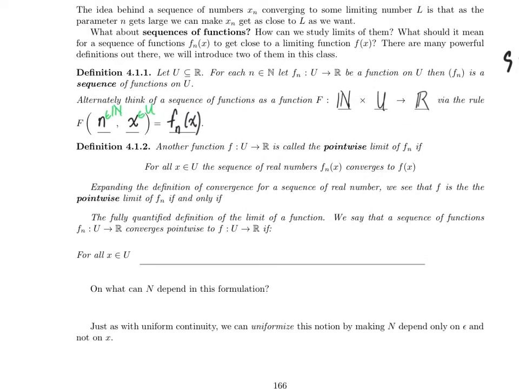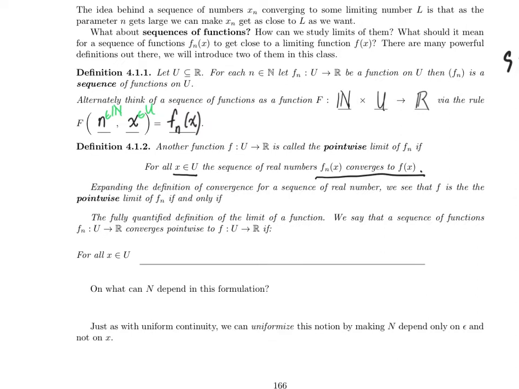So if I give you a sequence of functions, then what should it mean for that sequence of functions to converge to that limit? A function f from U to R is called the pointwise limit of a sequence of functions f sub n if, well, here's the so-called pointwise limit definition. For all x, the sequence of real numbers f sub n of x converges to f of x. That's all. It's called the pointwise limit because we're saying that for each point in the domain, the sequence of outputs converges. So two different points in the domain don't know about each other under this definition. They just have to converge to this limiting function.